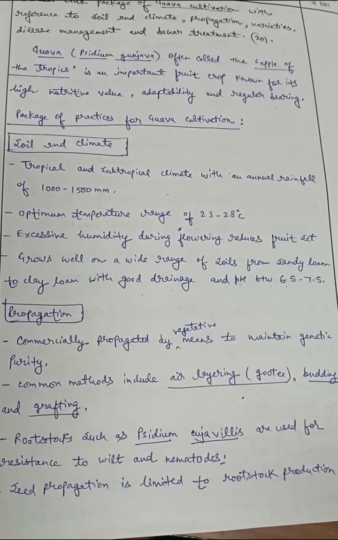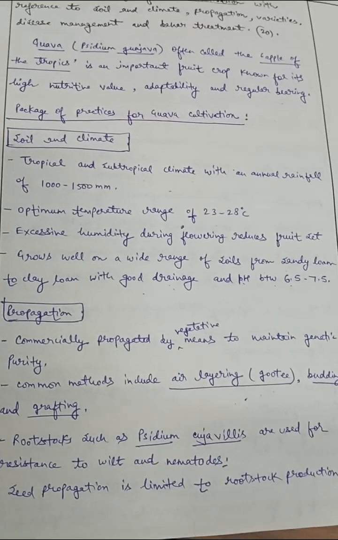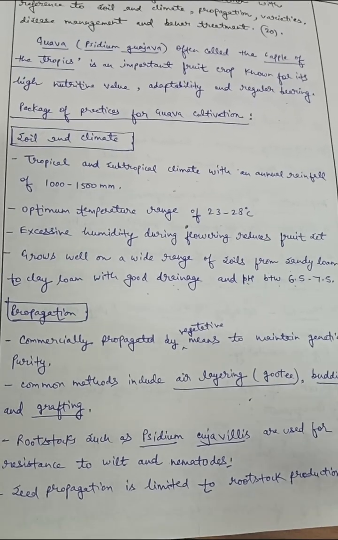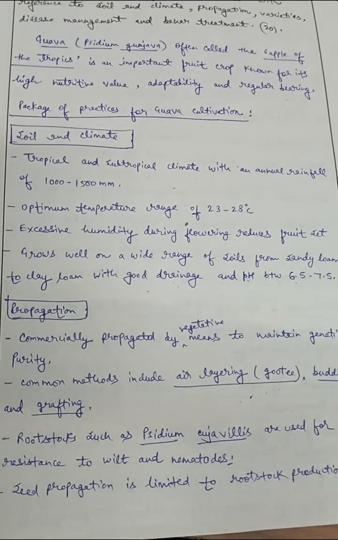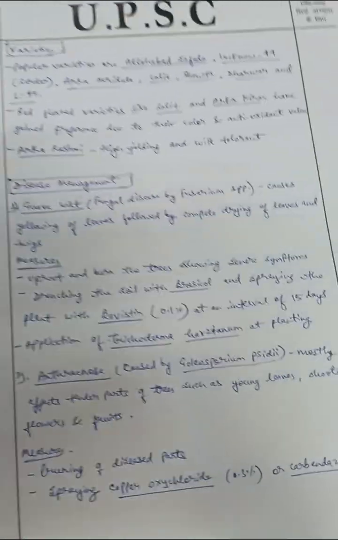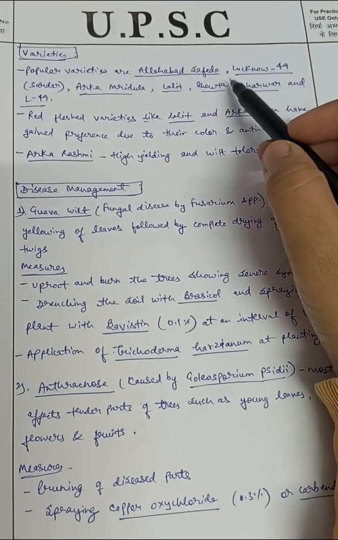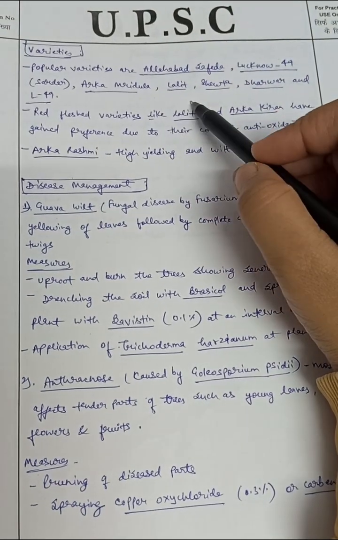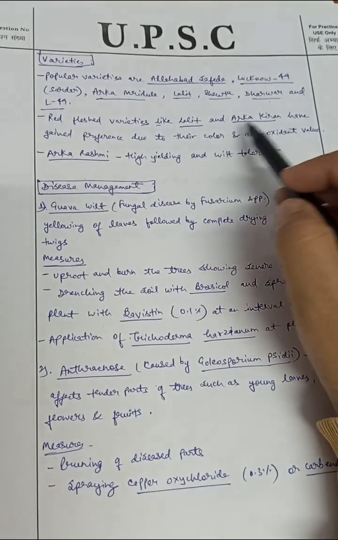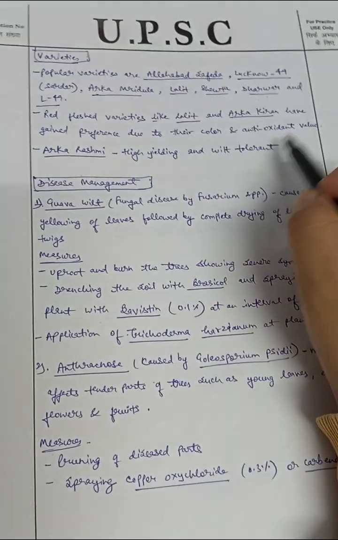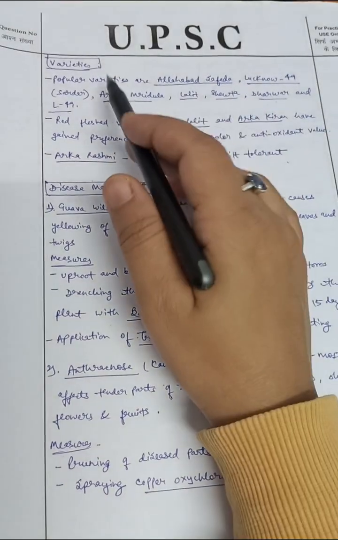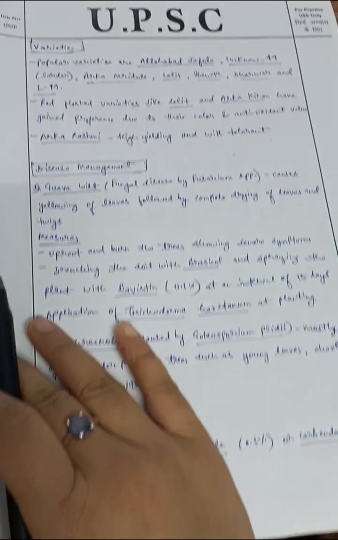Similarly, like we have taken Allahabad Safeda to incorporate quality traits, to get disease resistant varieties also we can take rootstocks of those varieties. Then under varieties, popular varieties are Allahabad Safeda, Lucknow 49 Sardar, Arka Mridula, Lalit, Shweta, Dharwar and L49. And the red flesh varieties like Lalit and Arka Kiran have gained preference due to their color and antioxidant values. And Arka Rashmi is a high yielding and wilt tolerant variety. So these are some of the popular varieties of guava that you can mention in your answer.